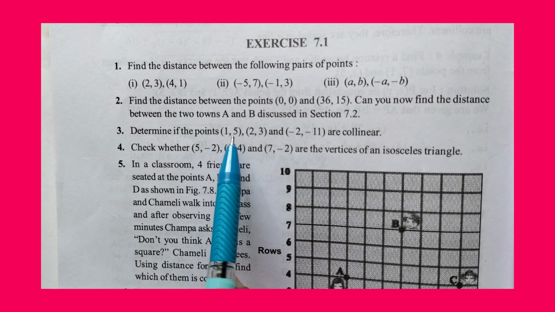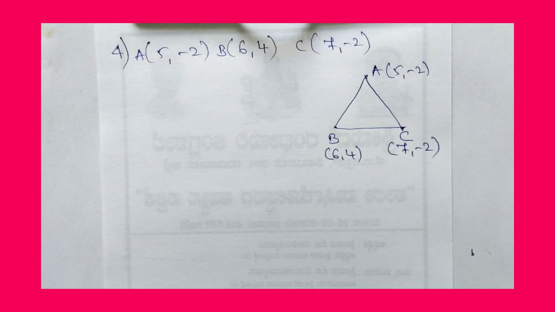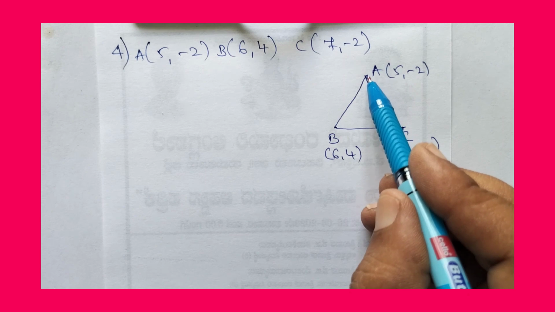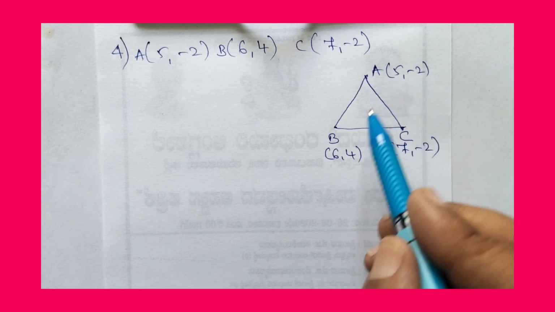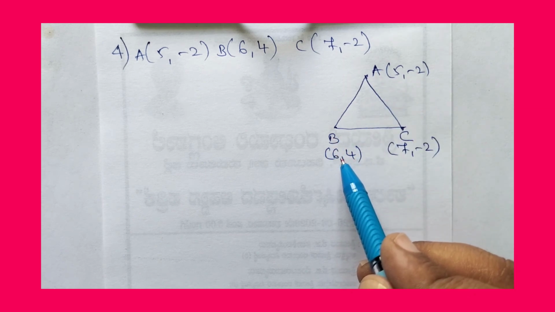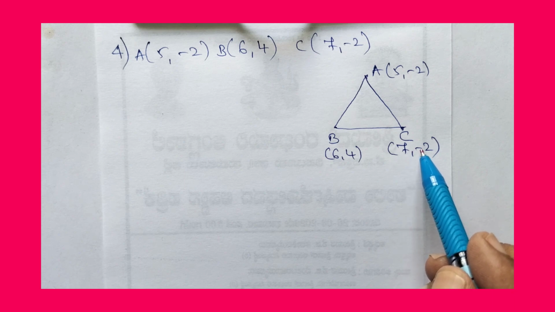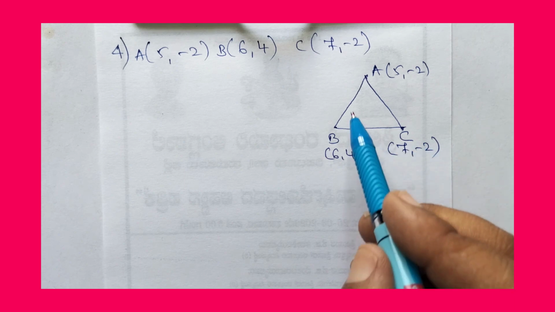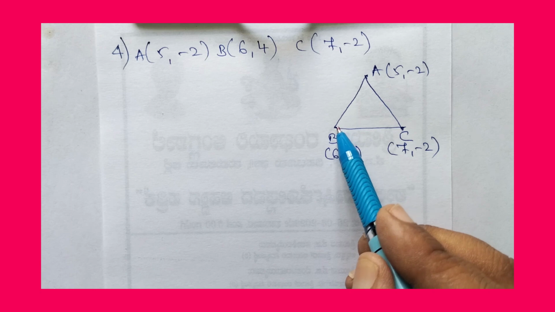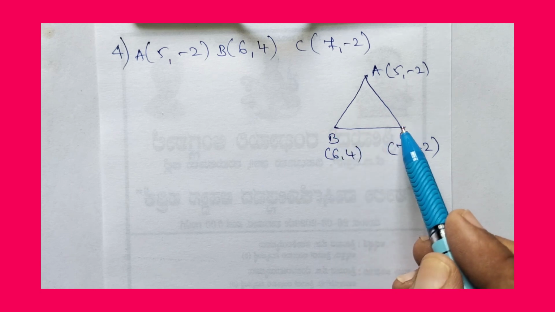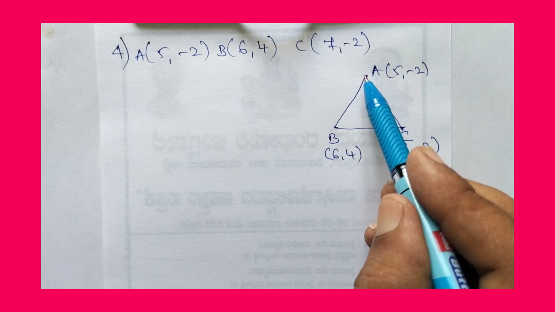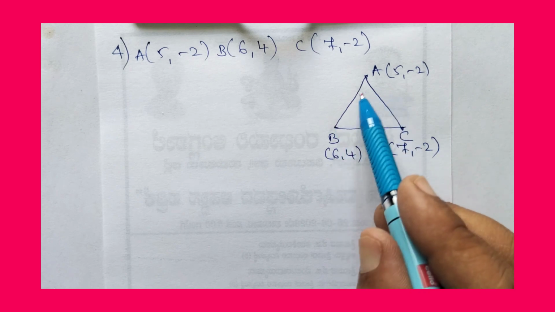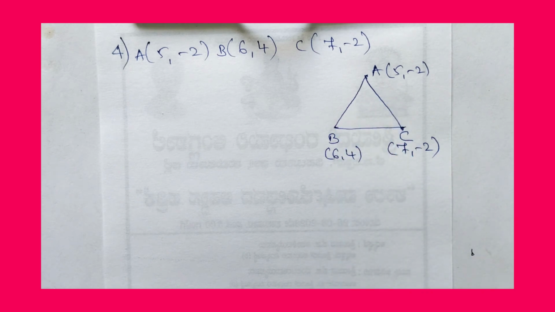Let us write the given points like this. Let us take vertex A as (5, -2), vertex B as (6, 4) and vertex C as (7, -2). So now find the distance between A and B, find the distance between B and C, find the distance between A and C. If any two of these three sides are equal, it will become an isosceles triangle.